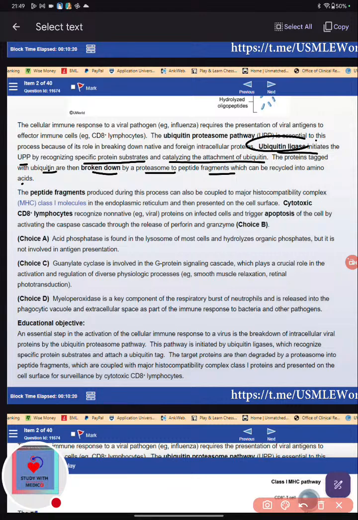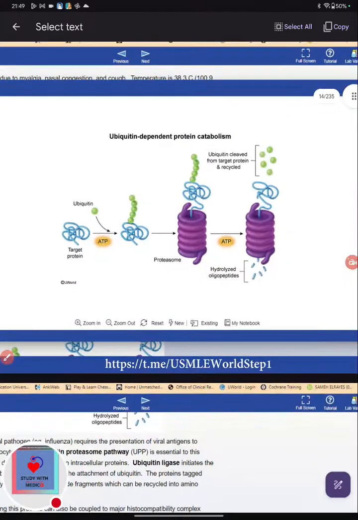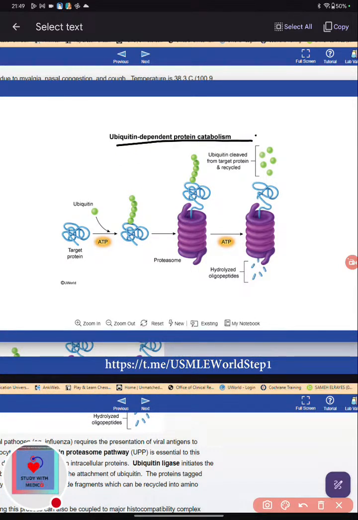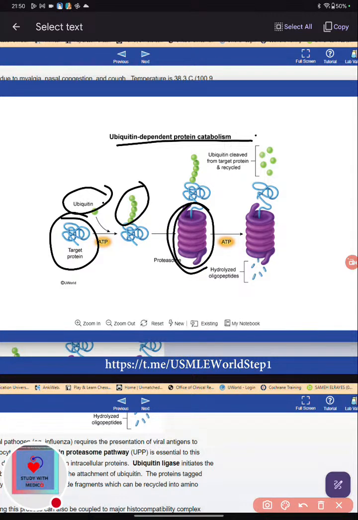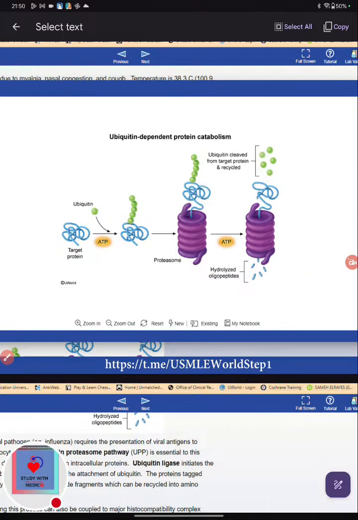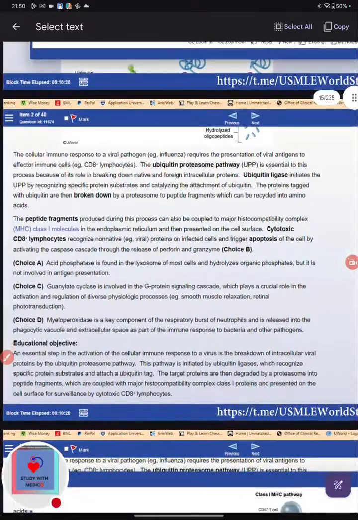So what happens in UPP as I have seen here? This is the UPP catabolism mechanism. This is the target protein which has to be broken down. It can be native or it can be foreign. And this is the ubiquitin. So ubiquitin ligase recognizes the target protein and helps in the attachment of ubiquitin. After the attachment of ubiquitin, the proteasome causes the lysis of these tagged proteins and the ubiquitin. This way it catalyzes breakdown.